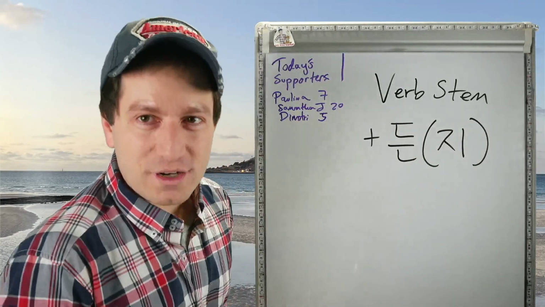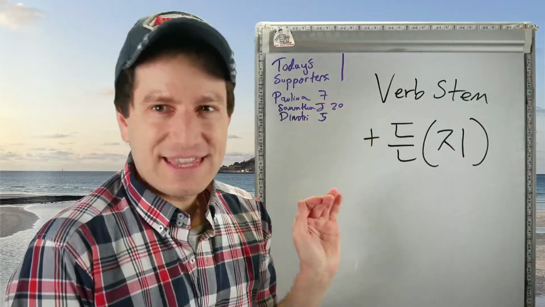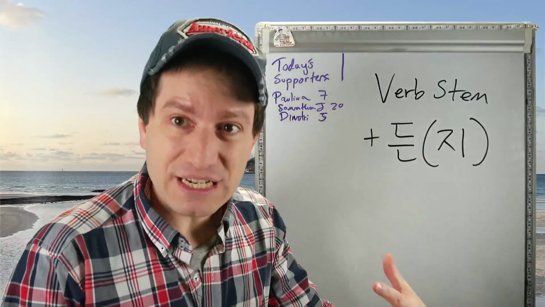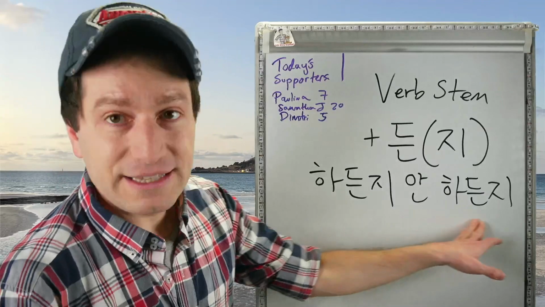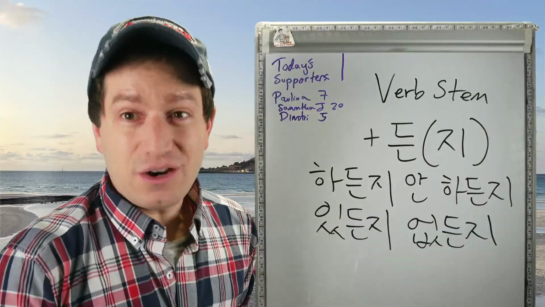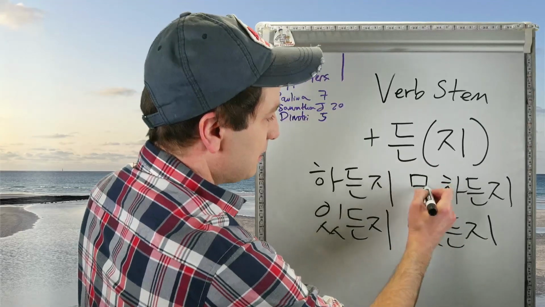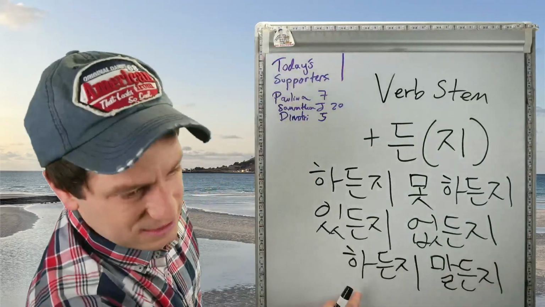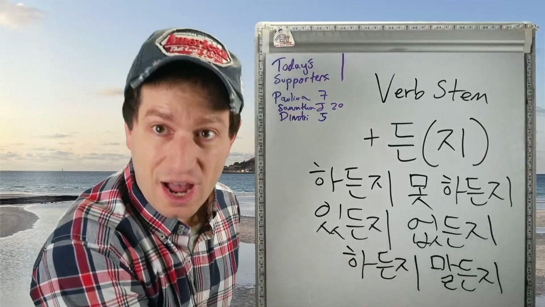The way this form works is you're actually going to use it twice. So you'll take a verb and then you'll take usually the opposite meaning or something that has a different meaning and you'll attach it afterwards. For example, 하든지 안 하든지, or 있든지 없든지, or maybe here instead of 안 하든지 you can have 하든지 못 하든지, or if you're using a command 하든지 말든지, 말다 meaning to not do something or to stop doing something.